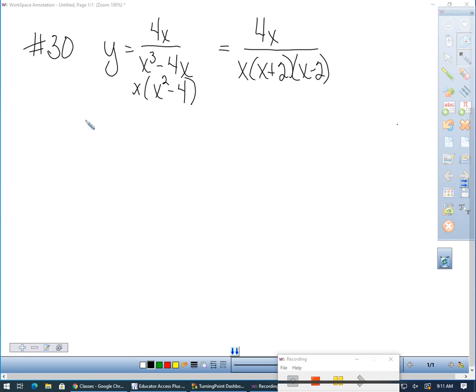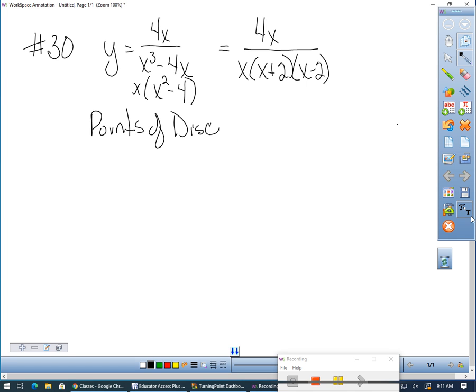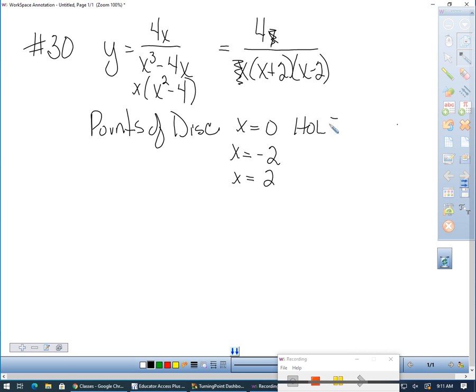Now, our points of discontinuity. Our points of discontinuity are whatever makes the denominator 0. So we're only looking at the denominator, which is at x equals 0 for the first one. This factor is x equals negative 2. And this factor gives us x equals positive 2. The x's, however, will cancel from the top and the bottom. That means that this x equals 0 is a hole in the graph. At x equals negative 2 and x equals positive 2, these are both vertical asymptotes.